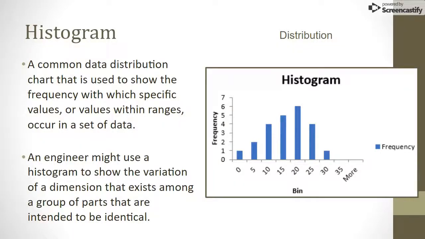A histogram is a common data distribution chart used to show the frequency with which specific values or values within ranges occur in a set of data. This histogram represents the data found in the frequency table on the previous slide. By looking at the data in graphical form, it's obvious how the data is distributed, with the greatest number of data values near the middle and fewer data values at the high and low ends.